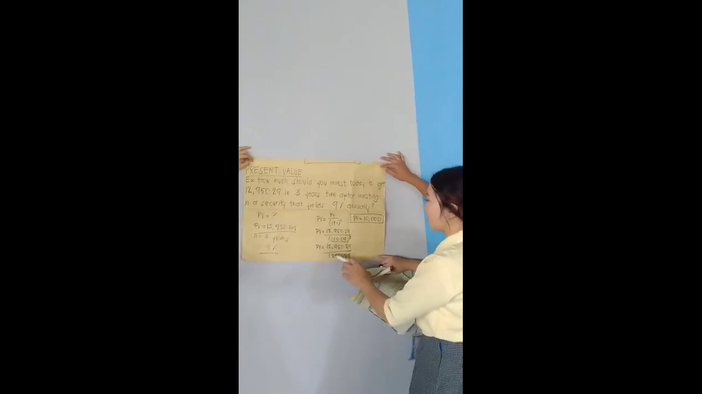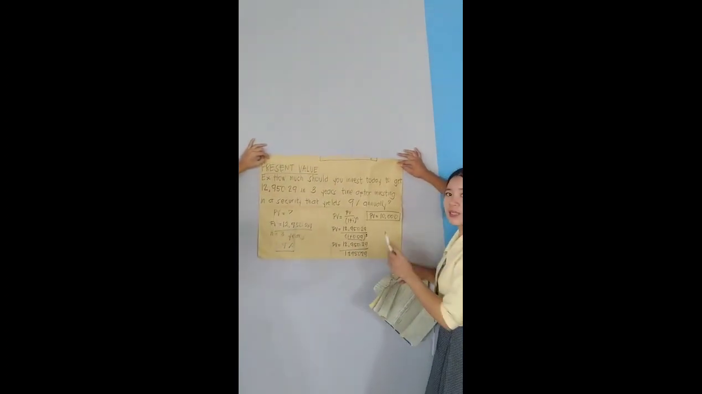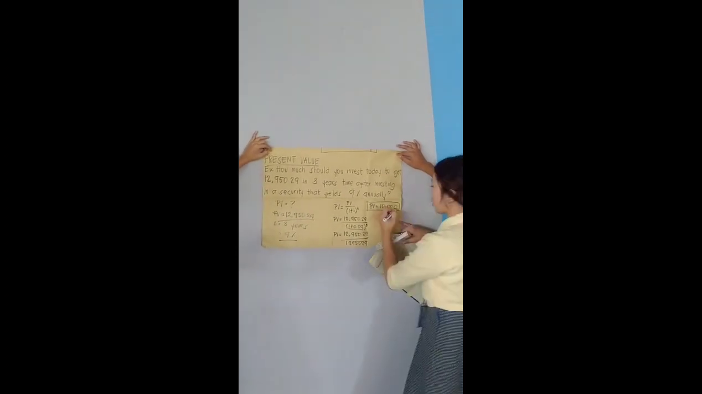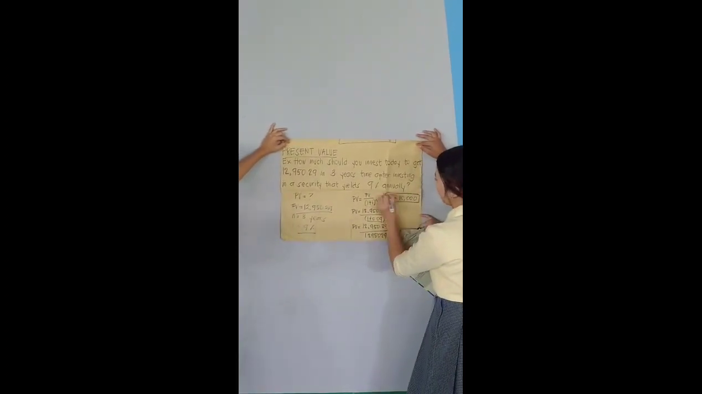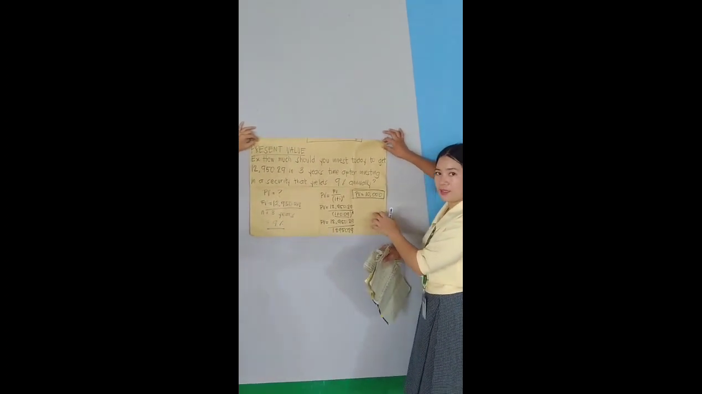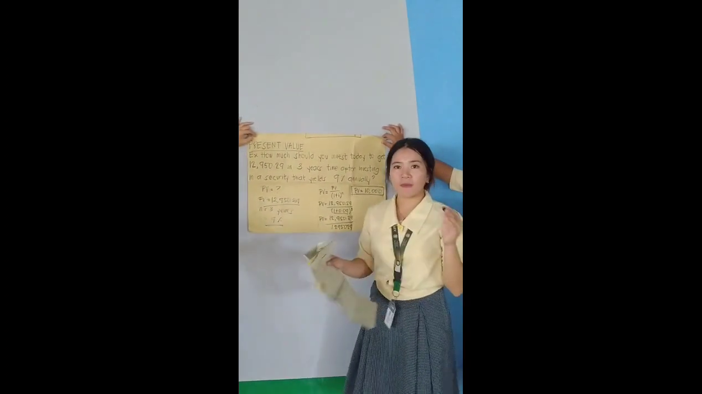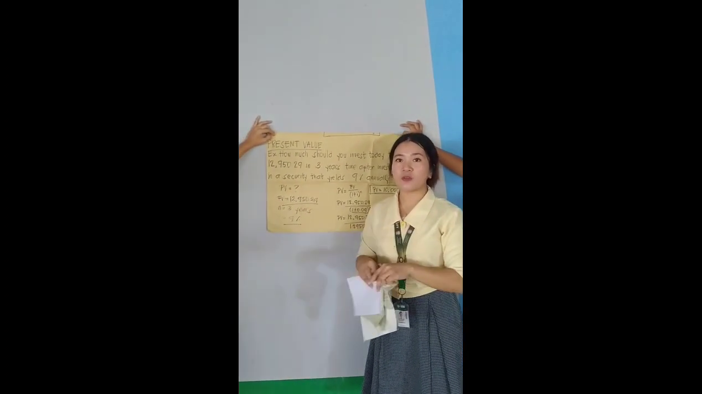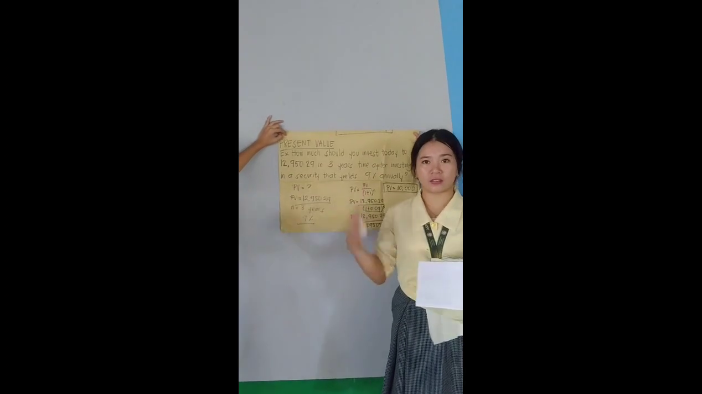So 12,950.29 divided by 1.295029 is equal to 10,000. That is the present value. We used discounting. Many of you get confused: when computing the future value, we used compounding interest.